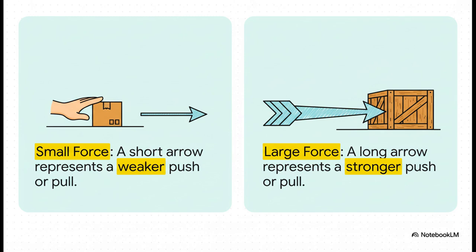A small force gets a short little arrow. A really powerful force gets a nice long one. The rule couldn't be simpler. The longer the arrow, the stronger the force. You can literally see the power at a single glance.